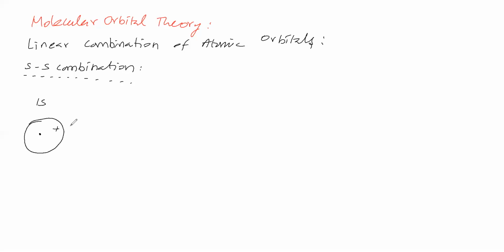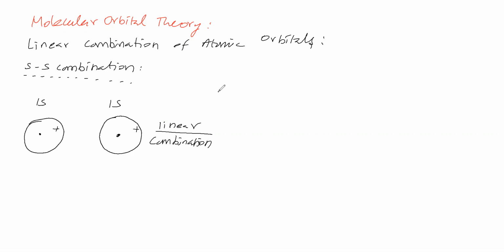Let us take another 1s orbital with its nucleus. The 1s orbital shape is spherical and symmetric, and psi is positive. Like this we have taken. Now, these two atomic orbitals undergo linear combination.